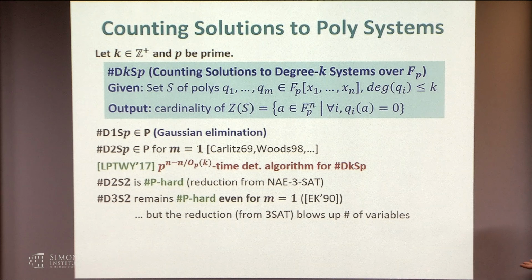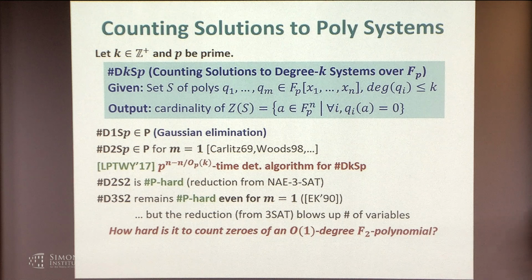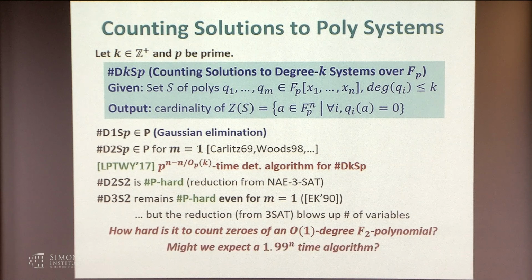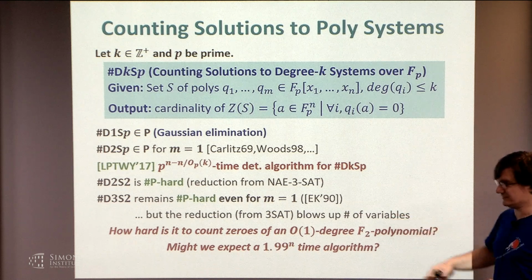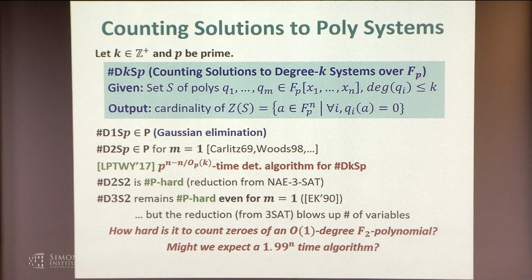And so the natural fine-grained question is, well, how hard is it, so exponentially hard, to count the zeros of a constant degree F2 polynomial? Might we expect, say, a 1.99 to the n time algorithm for this? If your reduction is blowing up from n to n cubed, then there's no impediment necessarily there.